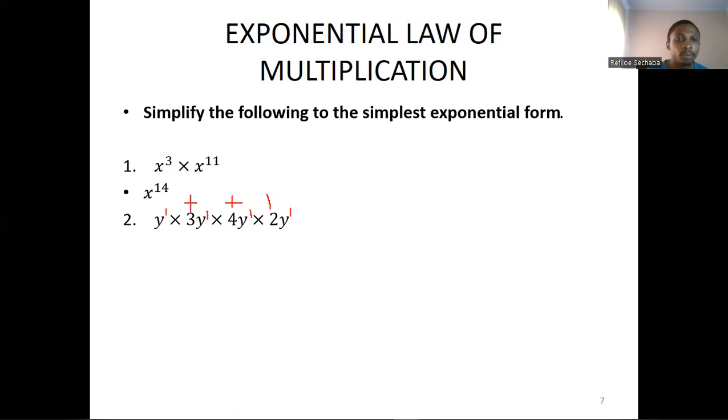How much will they give me? They will give me 4. So I will write this as y to the exponent of 4. Hence, my answer will be 24y to the exponent of 4. Let's go to the next one.